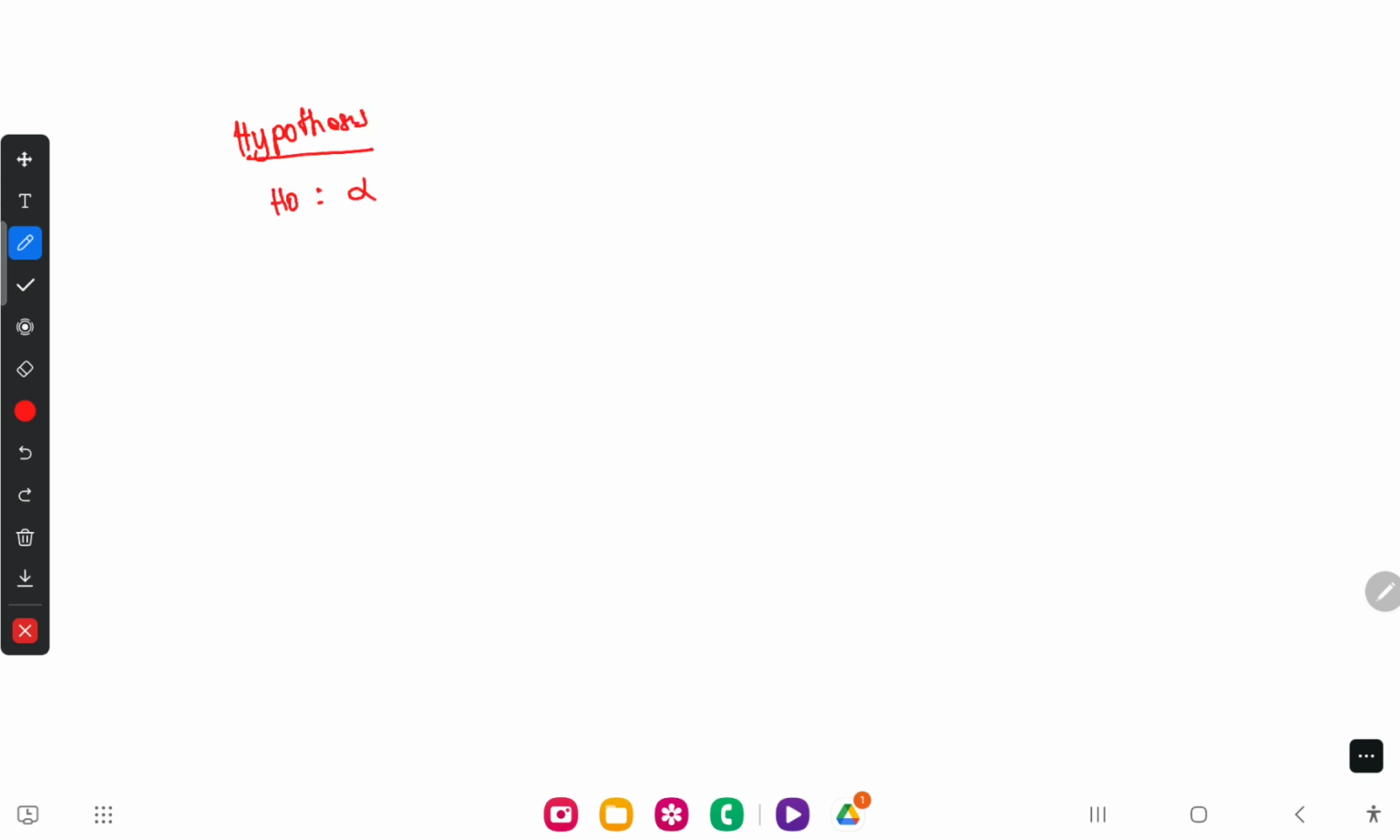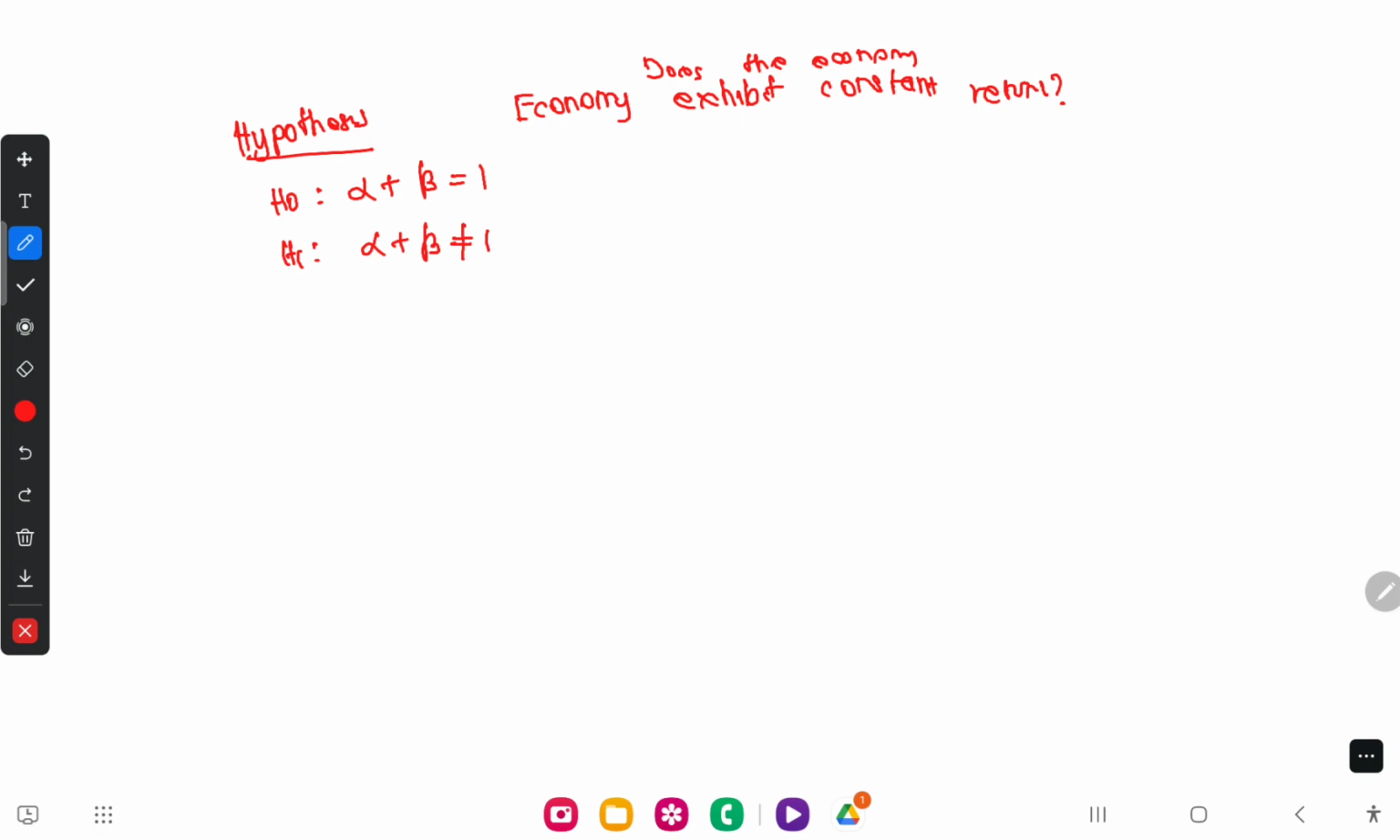H naught is alpha plus beta is equal to 1. I'm going to check whether this production function, or the economy, exhibits constant returns to scale. This is my question. So to check that, I'm going to put H naught: alpha plus beta equals 1, and H1: alpha plus beta not equal to 1.